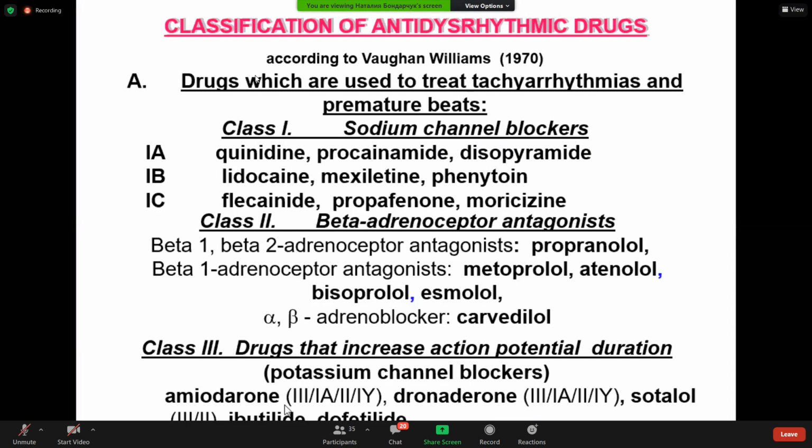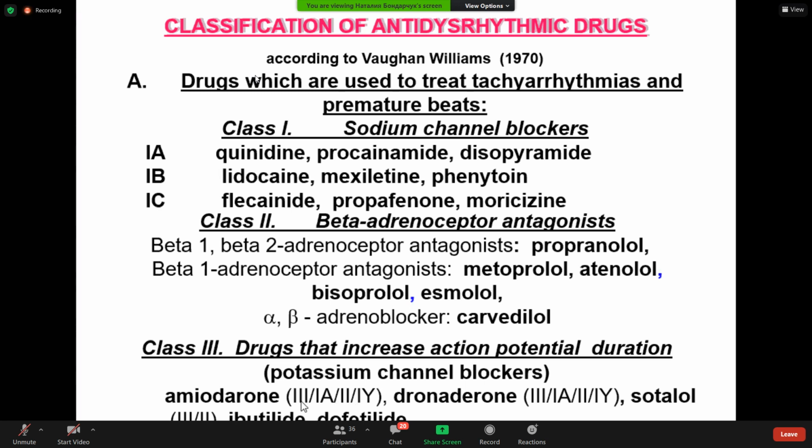And class 3, the drugs that increase action potential duration. These drugs can increase the duration of action potential due to the inhibition of potassium channels. That's why such drugs are called potassium channel blockers.